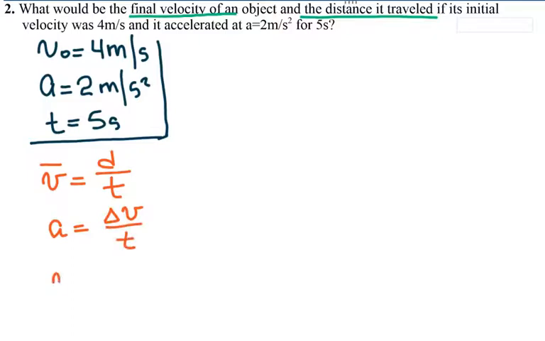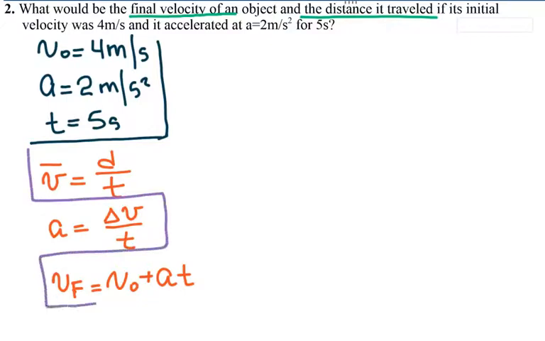I also learned that the final velocity is equal to initial velocity plus acceleration times the time. So far, I just saw these formulas, and I can try to use these formulas to solve my question. So at first I need to find final velocity.